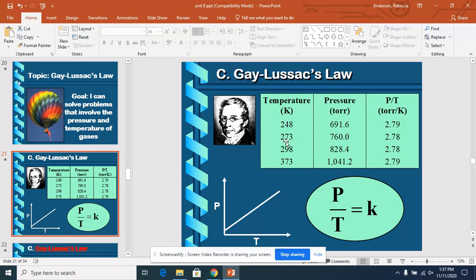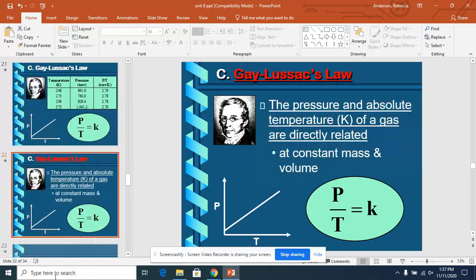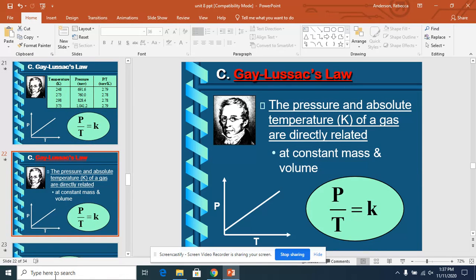Here our temperature is increasing, so it's going up. Our pressure is also increasing, which is why the chart, as the pressure goes up, the temperature also goes up. With this information, we can get to the definition of Gay-Lussac's law, which says the pressure and absolute temperature, or Kelvin, of a gas are directly related, which means if the pressure goes up, temperature goes up. If the pressure goes down, temperature goes down.